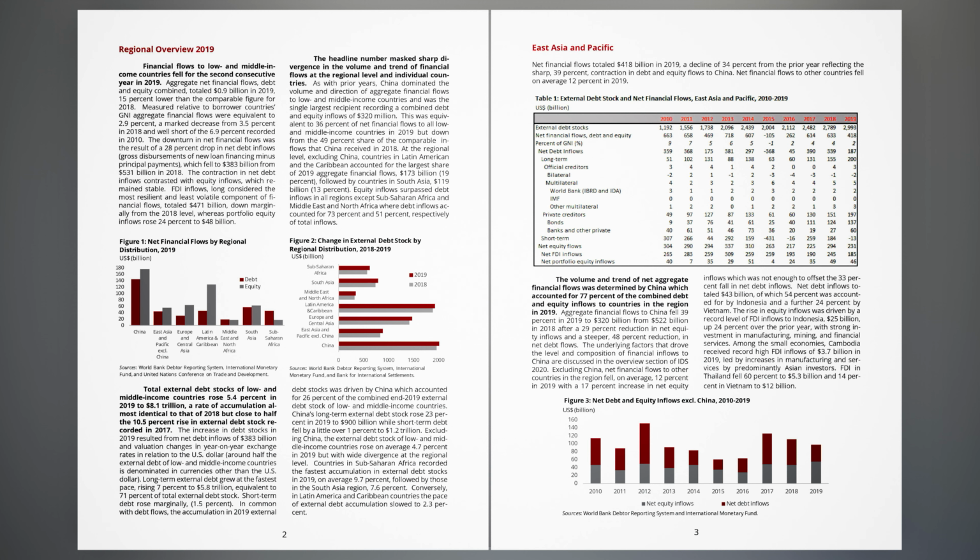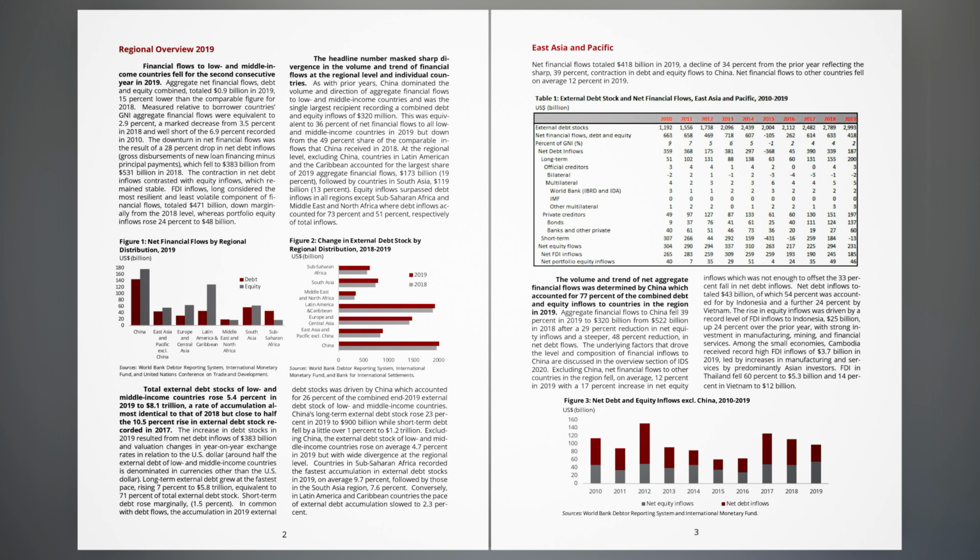Among the small economies, Cambodia received record-high FDI inflows of $3.7 billion in 2019, led by increases in manufacturing and services by predominantly Asian investors. FDI in Thailand fell 60% to $5.3 billion and 14% in Vietnam to $12 billion.